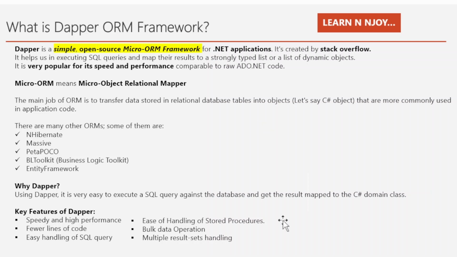Some of the key features of Dapper that are remarkable are speed and high performance, fewer lines of code, easy handling of SQL queries, ease of handling stored procedures, bulk data operation, and multiple result set handling. Here, bulk data operation is done by the Dapper Plus library, which is a third-party library. This library is not free, but it's the fastest way to perform bulk operations. So keep in mind, whenever we implement bulk data operations, we can opt for Dapper Plus, which is a third-party library and not free. But it is a very effective one to perform bulk operations.